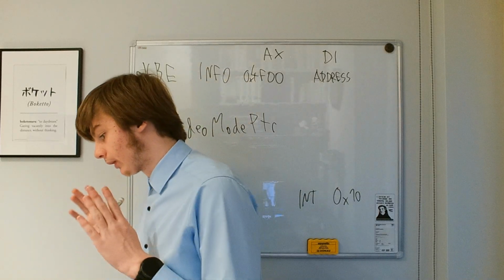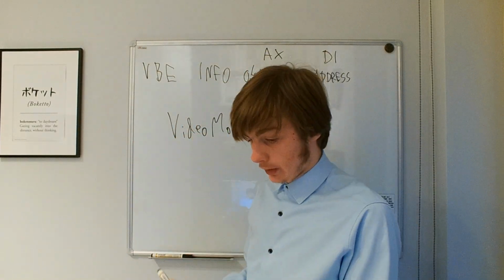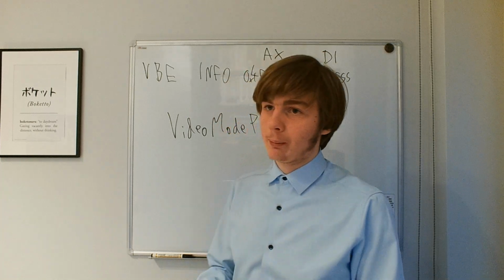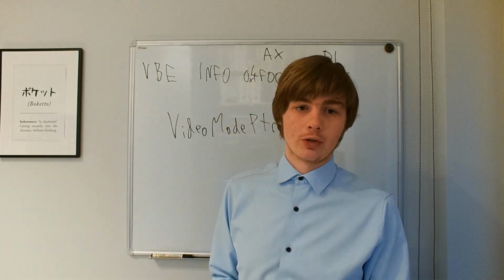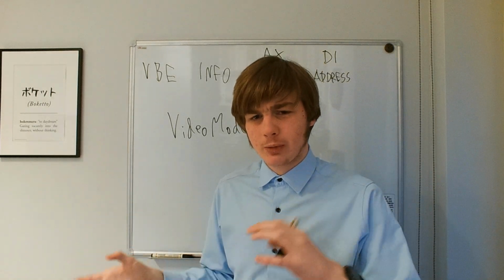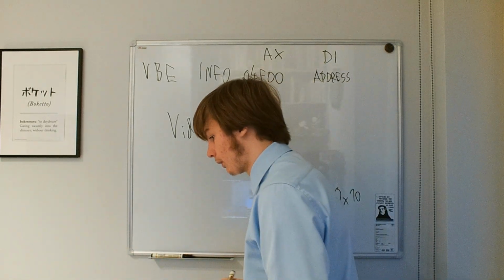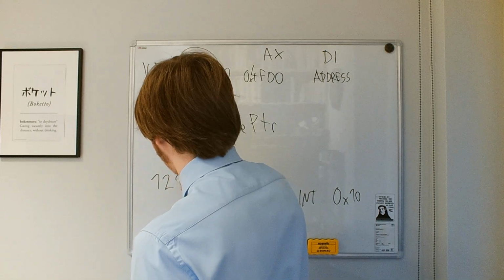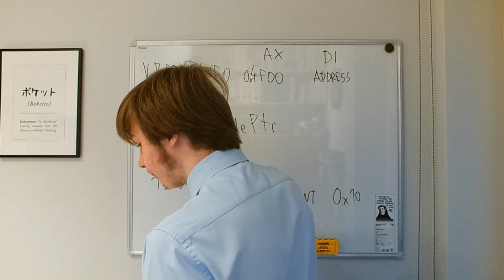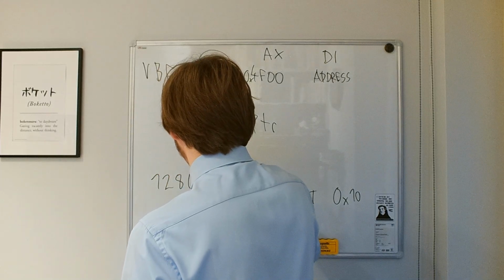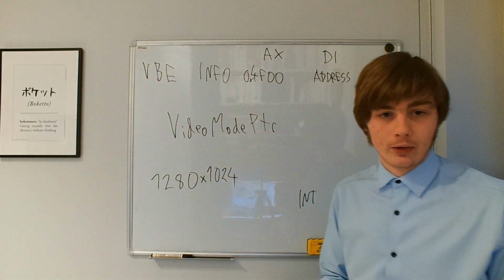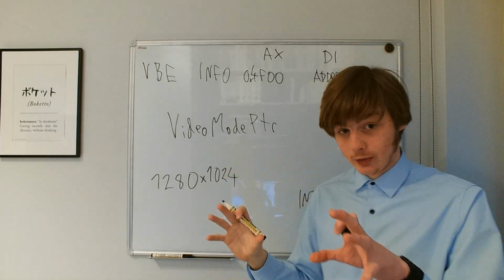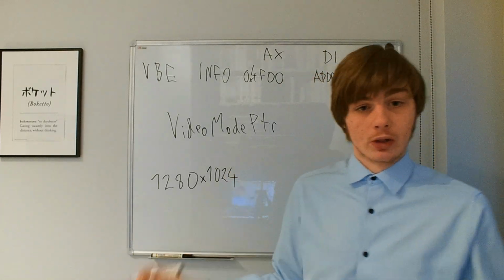They made static IDs like 13H and 12H. With VESA BIOS extensions, they still made some standard IDs, but only up to a resolution of 1280 by 1024 with 24-bit color, which is very good. I mean, 24-bit color is basically modern, right?